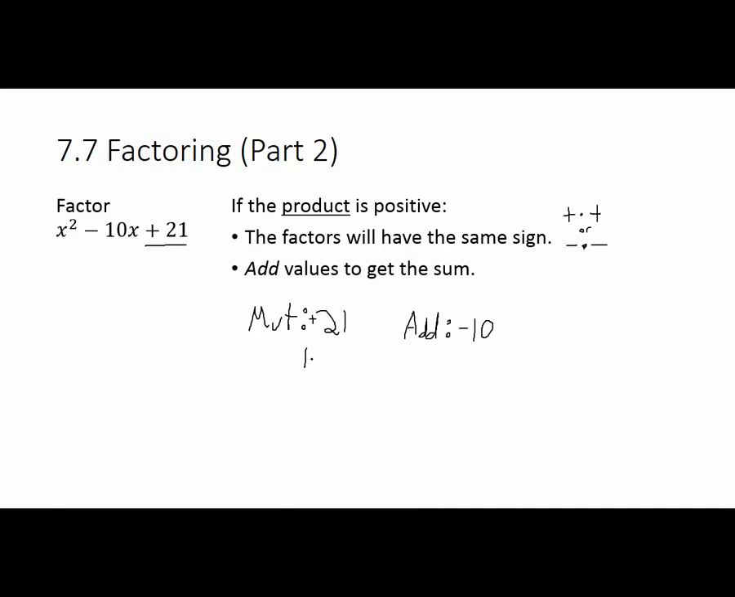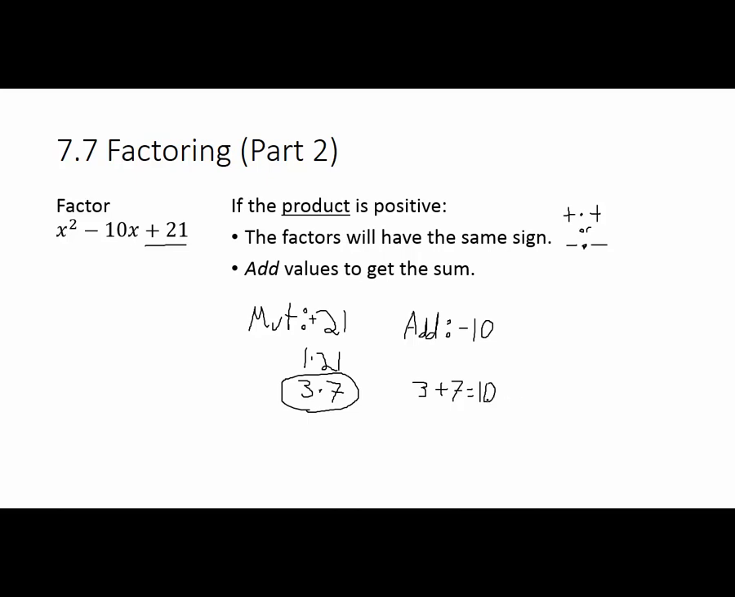All I'm doing is looking for two numbers that multiply to give me 21 and add up to 10. Well, 21 could be 1 times 21. 2 doesn't go in there. 3 does. 3 times 7. And there's really no other way to factor 21. Do either of those pairs of numbers add up to 10? Sure. 3 and 7, right? 3 plus 7 gives me 10.